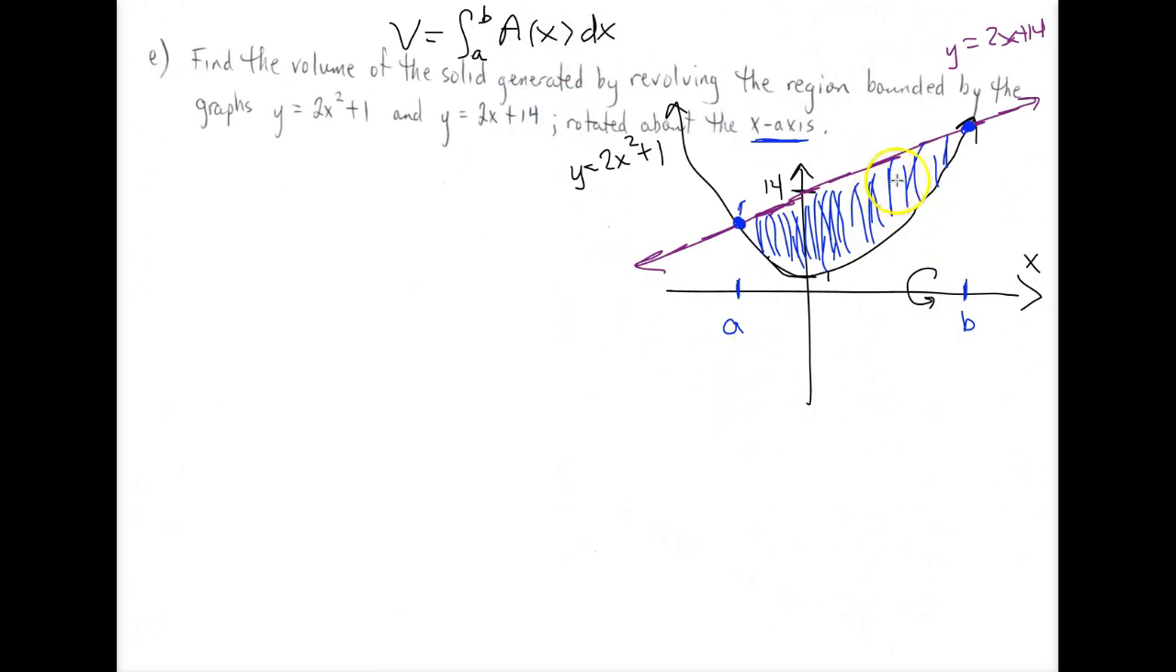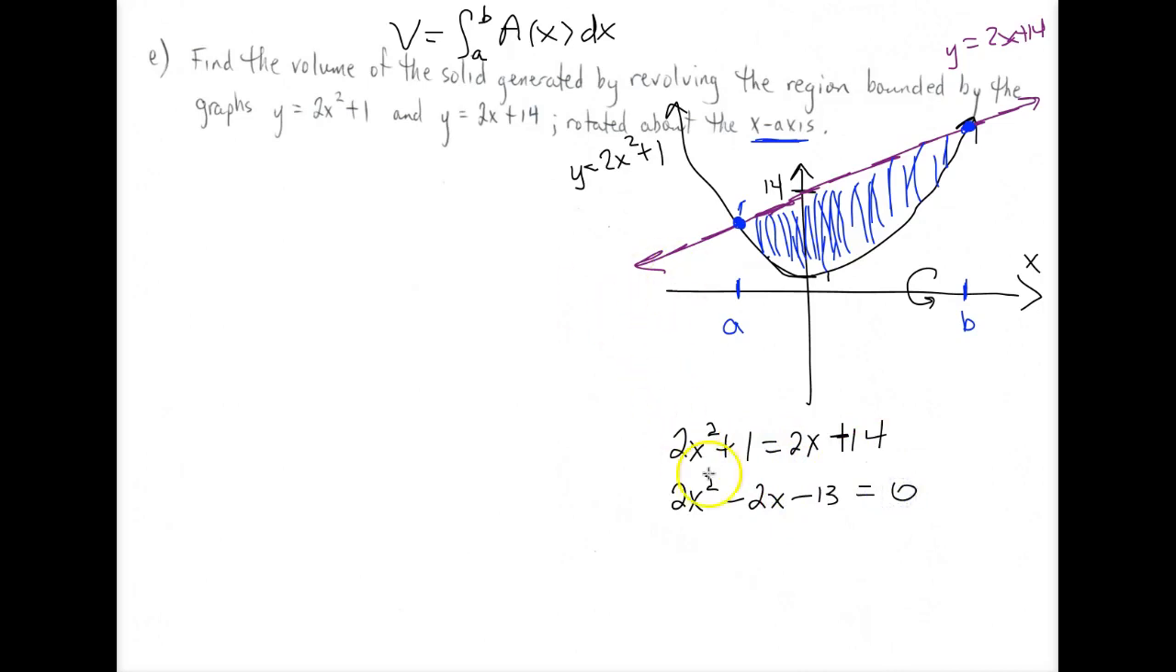So now what we need to do is figure out where these two functions intersect. To do that, we just set them equal to each other and solve for x. So if we do that, then of course there'll be 2x squared. We'll subtract 2x from both sides, and here we'll subtract 14 from both sides, and we have 1 minus 14, which will give us negative 13.